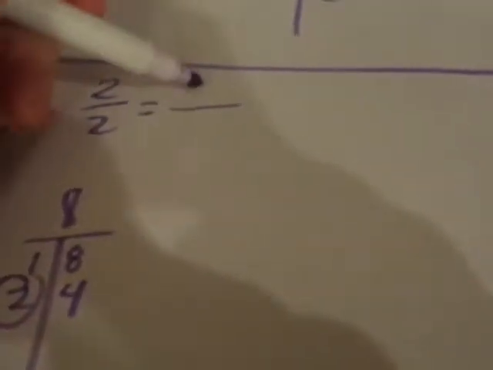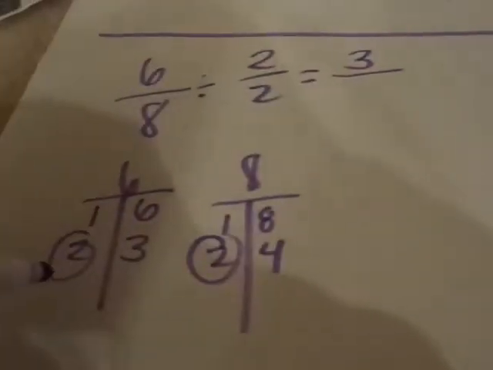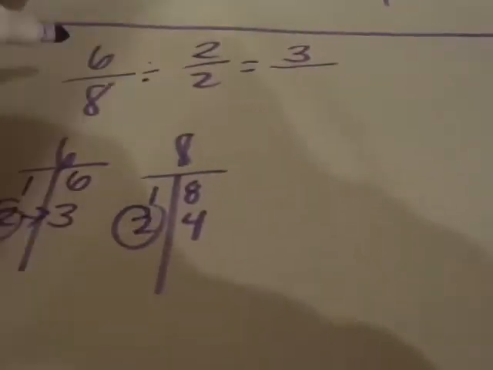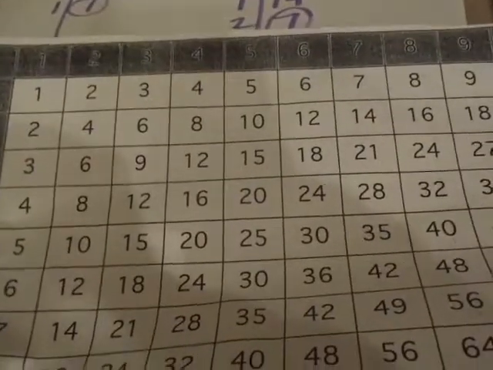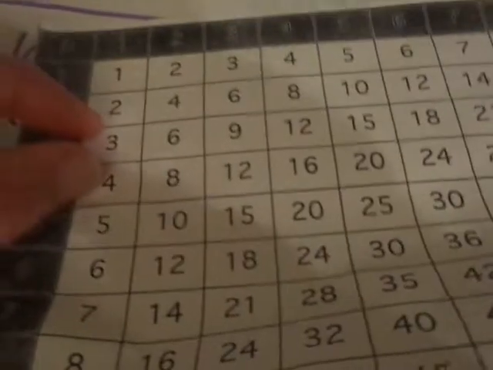So we take 6 over 8 divided by 2 over 2. 6 divided by 2, 3. Remember, your answer is kind of just right here on the other side. 8 divided by 2, right here, 4. So it reduces to 3/4. So let's use our multiplication chart to check as well. You have 6/8. You reduce it all the way down, 3/4. So when we divide by 2 over 2, we get 3/4.